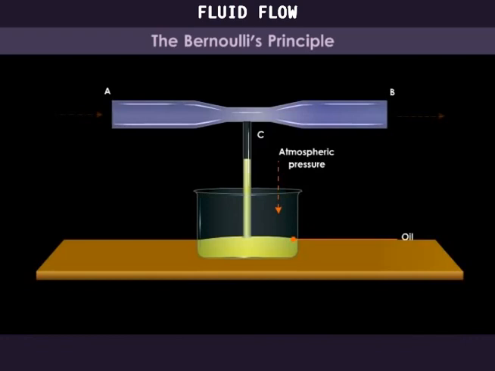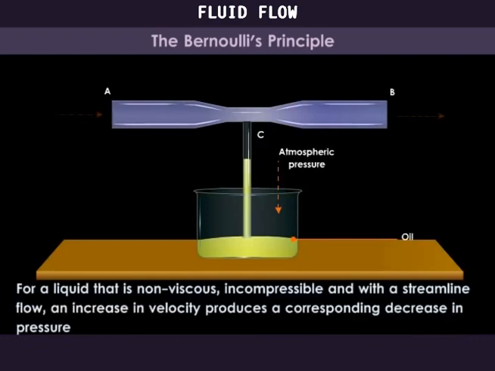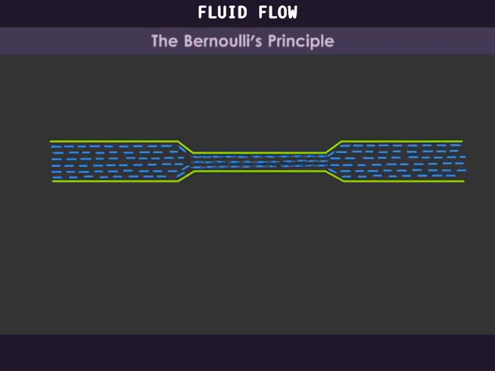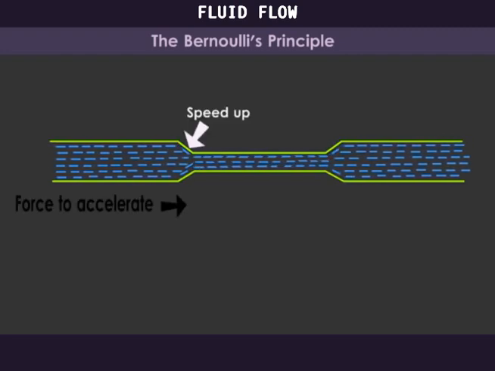It states that for a liquid that is non-viscous, incompressible, and with a streamlined flow, an increase in velocity produces a corresponding decrease in pressure. So, if you have a fluid flowing through a pipe with a constriction in it, in that constriction, the fluid will flow faster. To get through the constriction, the fluid must speed up as it enters the constriction, and as it leaves, it must slow down.